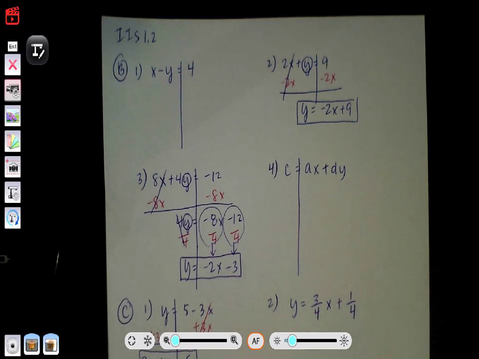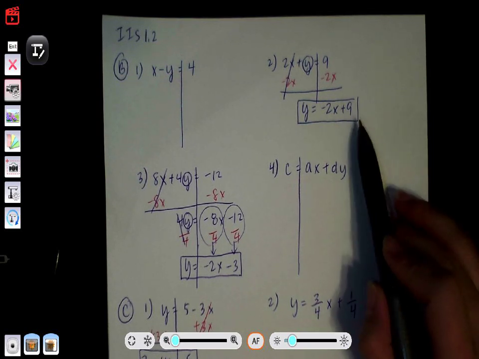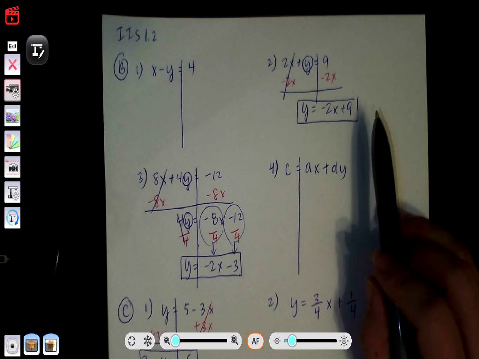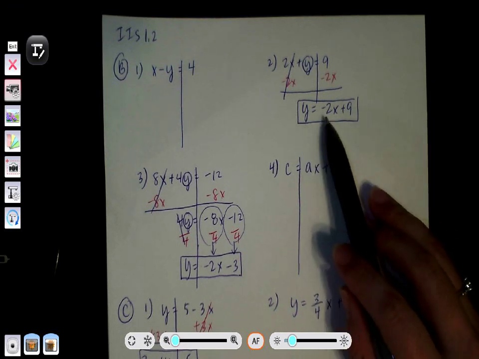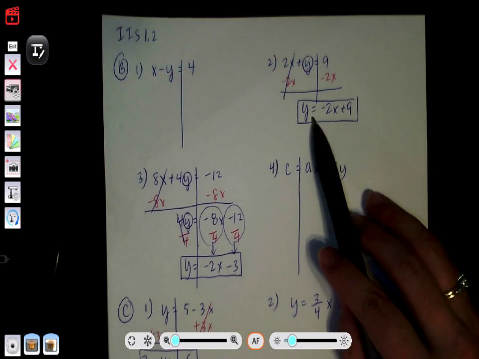Hi guys, since I went over part A of IIS 1.2 yesterday, I'm going to go over B through D. Now, question number 2 and 3 I've already done, and keep in mind in part B, the goal is to change it into slope-intercept form, or y is equal to mx plus b form. So you're collecting the y on one side of the equation.